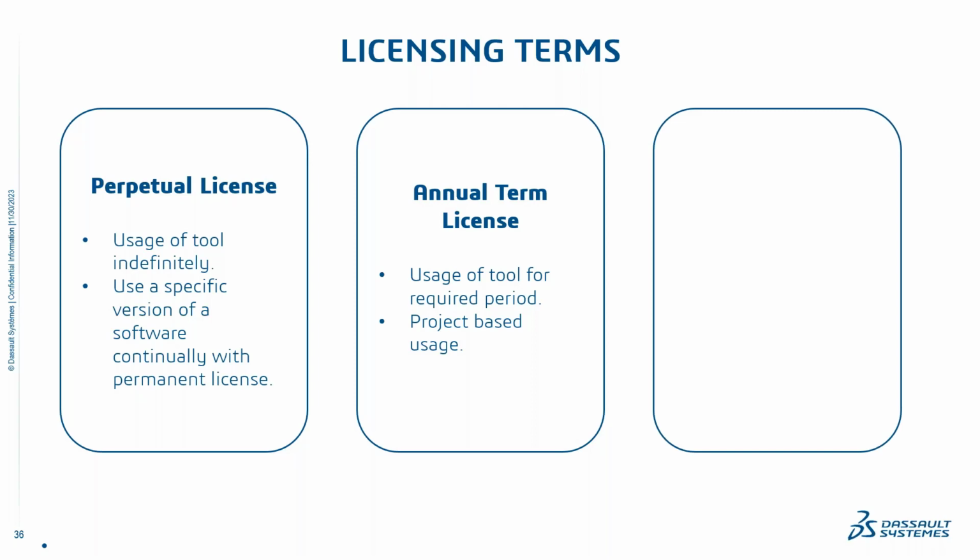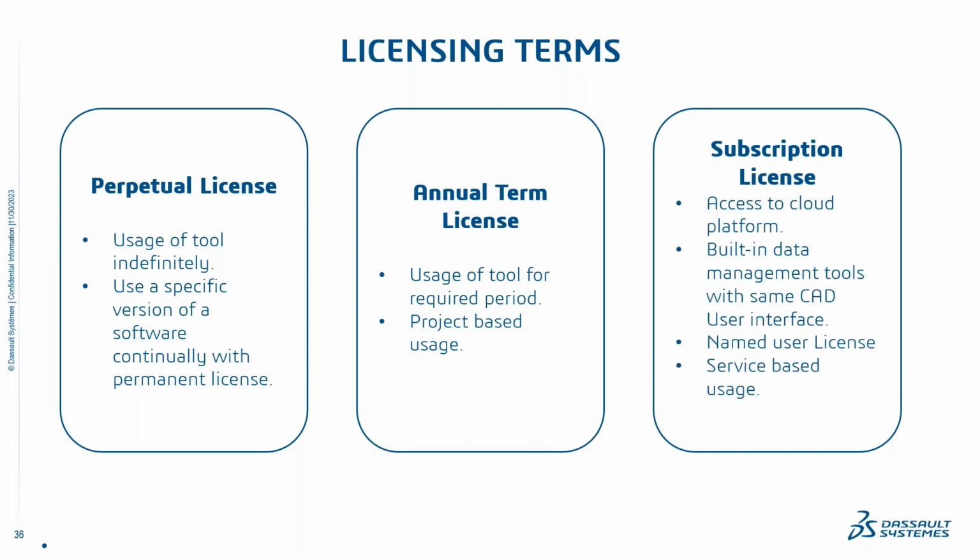DraftSight also has an advanced licensing term, that is the subscription license, wherein your data management comes as an add-in along with your DraftSight 2D CAD designer tool. In this particular license you will have access to the cloud platform, with built-in data management tools within the same CAD user interface. It will be a named user license, wherein the licenses are attached to your mail IDs rather than locked to your desktop systems. This type of license will be very helpful for people who work in service-based industries.